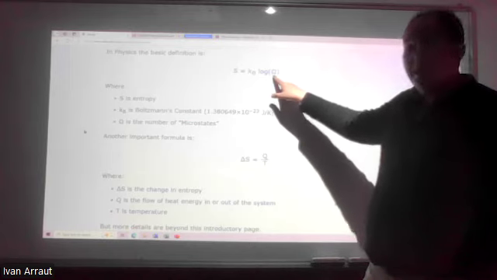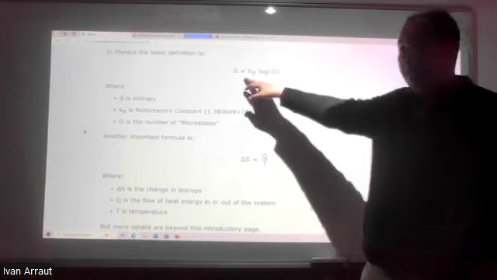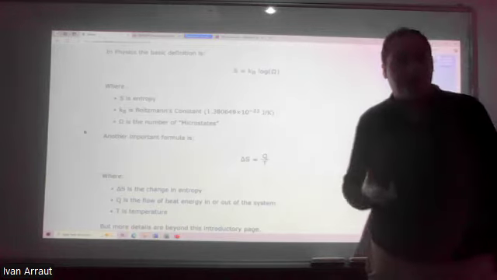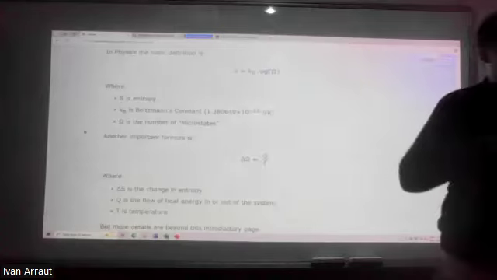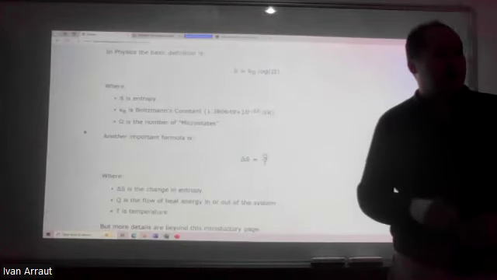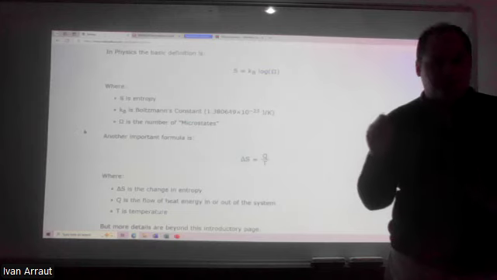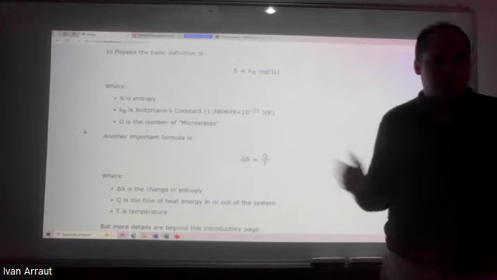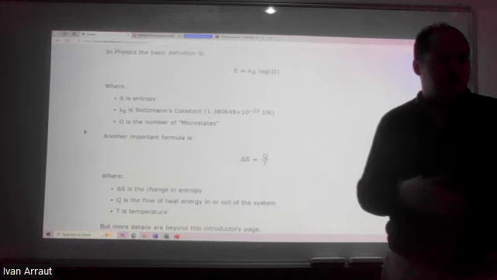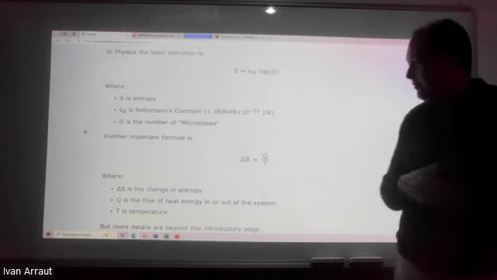And of course, if omega is 1, what happens? This is 0. Entropy 0, which is the third law of thermodynamics. So I don't have to explain separately the third law of thermodynamics. The third law of thermodynamics is telling you that when you reach the absolute 0 of temperature, your entropy is 0. That's what the third law of thermodynamics tells.